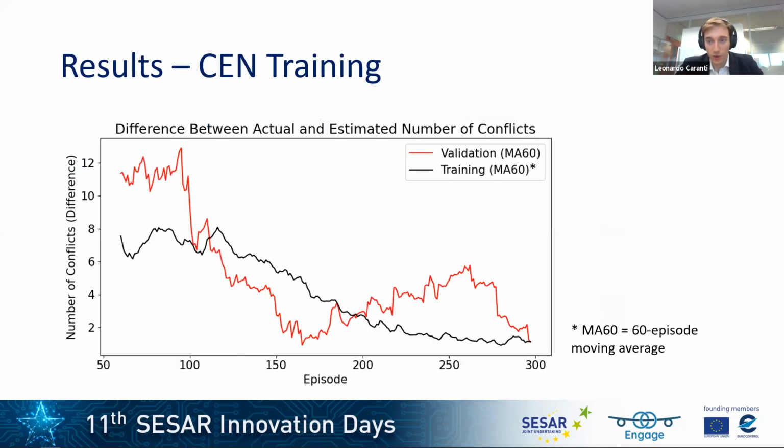Now, in terms of the results, let's start with the training of the conflict estimator network. As you can see from this graph, which shows the difference between the actual and the estimated number of conflicts, the neural network does appear to learn a pattern because this difference does decrease. The episodes were terminated once the moving average did not improve for more than 30 episodes.